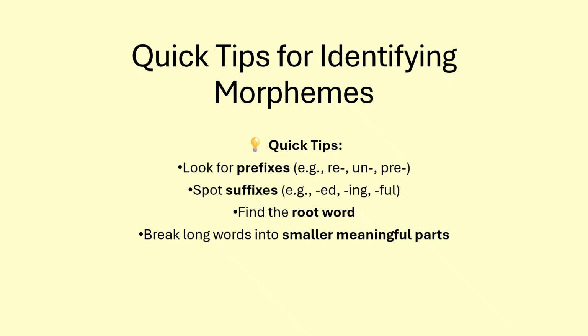A couple of quick tips then for identifying morphemes. When you see a long or complex word, slow down and look for the parts that you recognise. Start with the root if you can, and then identify any additions that modify its meaning.